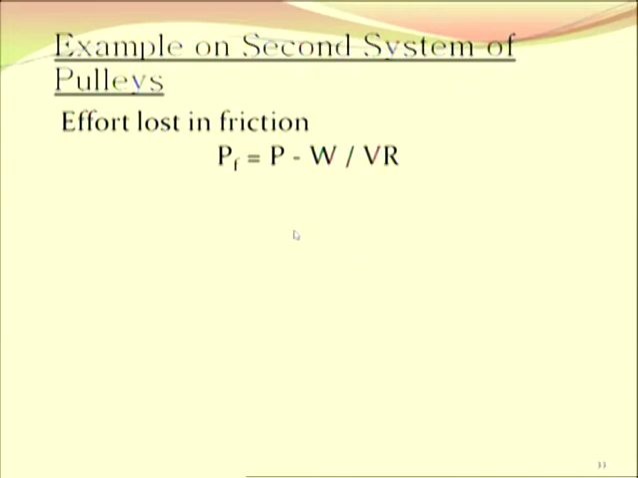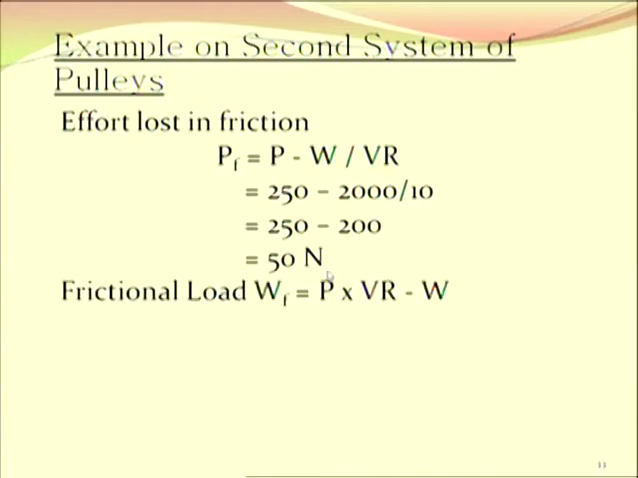Now effort lost in friction. The equation of effort lost in friction is PF is equal to P, that is effort, minus load divided by velocity ratio. Effort given in the data is 250 Newton. Load given in the data is 2000 Newton. And velocity ratio from the number of pulleys is 10. Putting all these values, we get 250 minus 2000 divided by 10, that is 250 minus 200, and ultimately the result is 50 Newton.